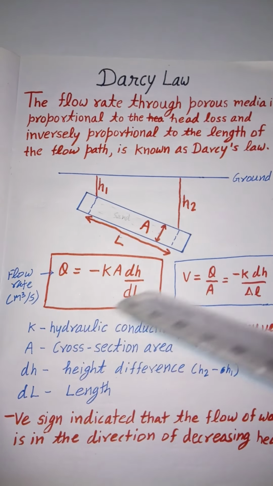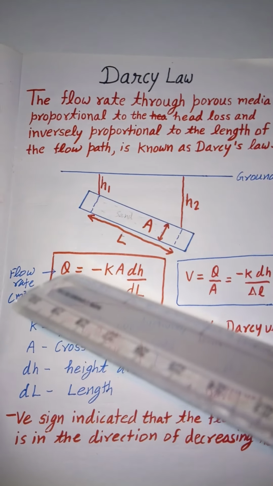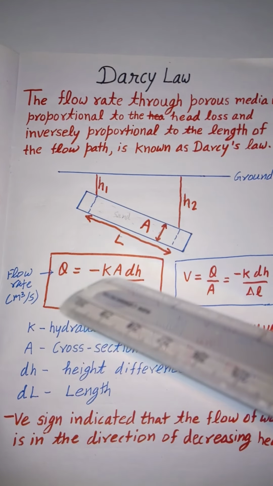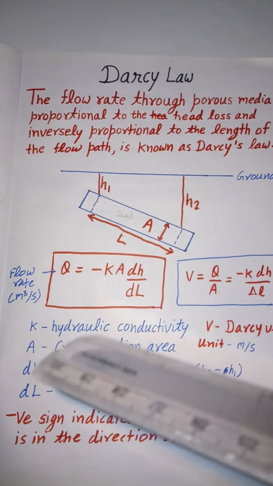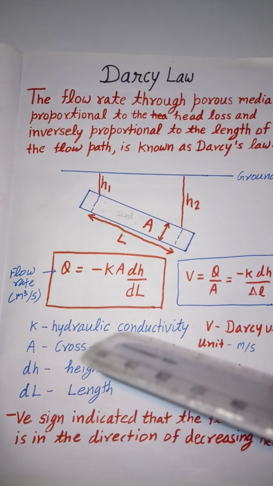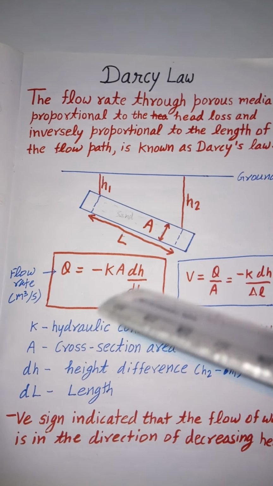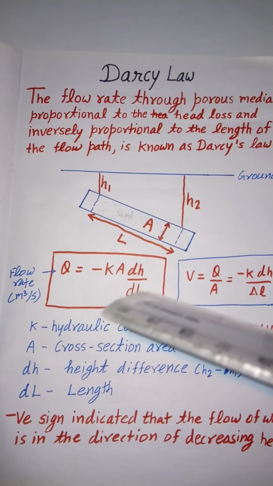This is the formula of Darcy's Law. Q is equal to minus K a dH by dl. Here Q is the flow rate, whose unit is meter cube per second. K is the hydraulic conductivity. This is based on the quality of the material and various other factors. A is the cross-section area. dH is the head difference, h2 minus h1, and l is the length.